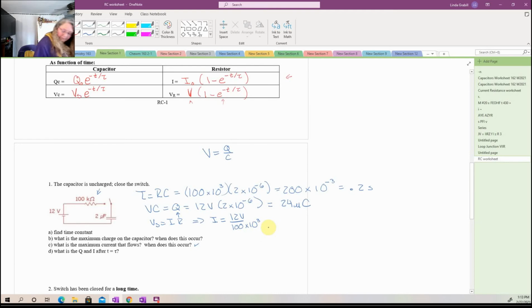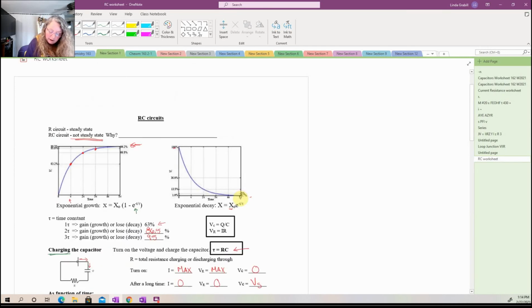That one I'm actually going to do on my calculator. 12 divided by 100. Oh well, made an interesting mistake and it didn't bother the calculator. And then times 10 to the 3. And I get, oh, I guess I could have done that in my head. Well, that's kind of embarrassing. So 0.12 amps. So that is the maximum. When is that? In the beginning, just when we close the switch. Or if I've let the capacitor charge, it's going to happen right around 5 tau when it's discharging.